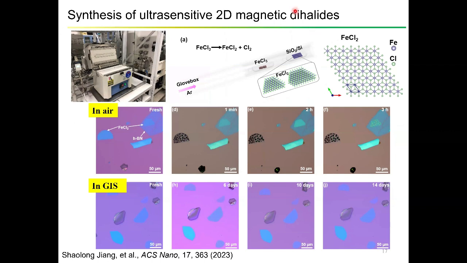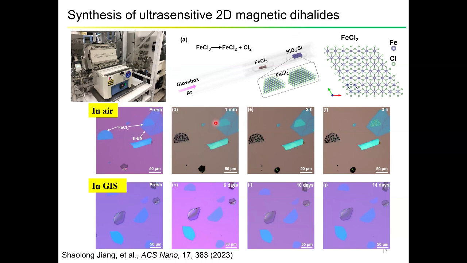And dihalide material, why is there not much interest in the dihalide material? That is because the dihalide materials are very, very sensitive to water. So by doing this, we make a comparison. In air, if we grow the magnetic dihalide material without any protection and put it into the air, in less than 1 minute the dihalide material will become droplets because of the liquidness.